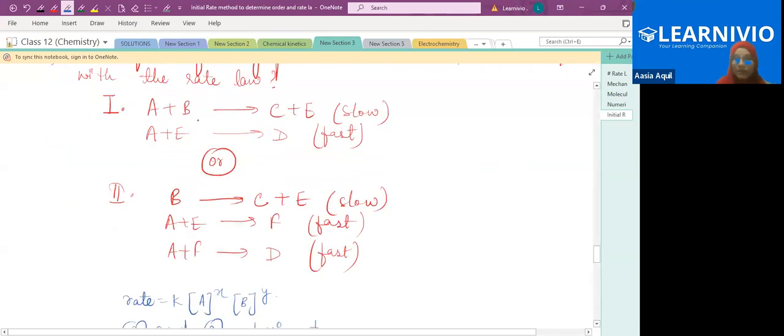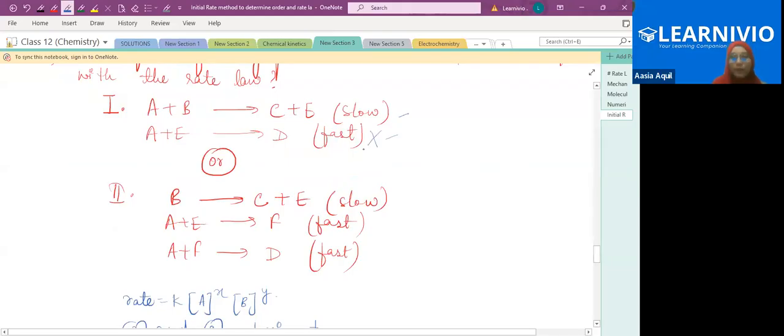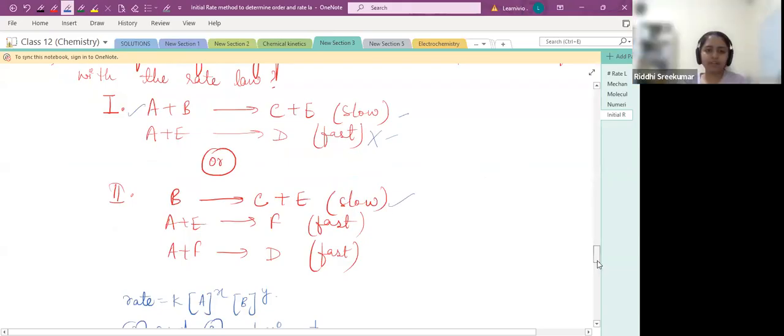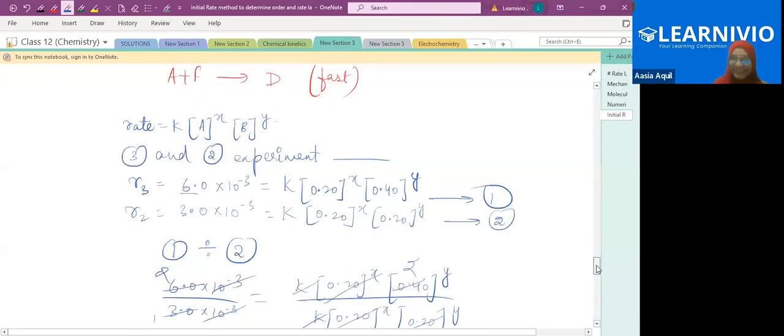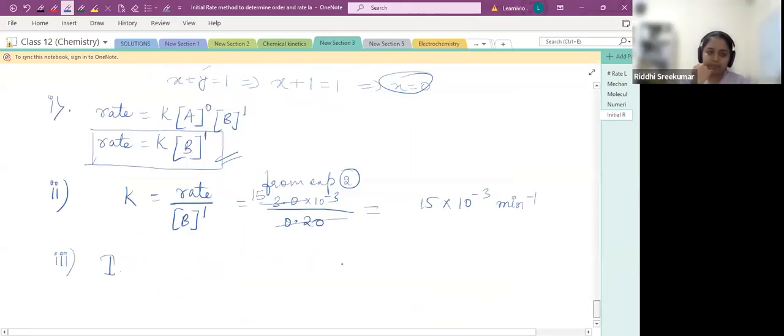So you can see here, two steps are given. I just told you which step is the rate determining step: the slow step. So there is no need of this step; we will work on this only. Let's check it out for both. You can see over here, only the B reactant is there, right? And according to us, the rate is dependent on the concentration of B only, right? So the second option will be correct.